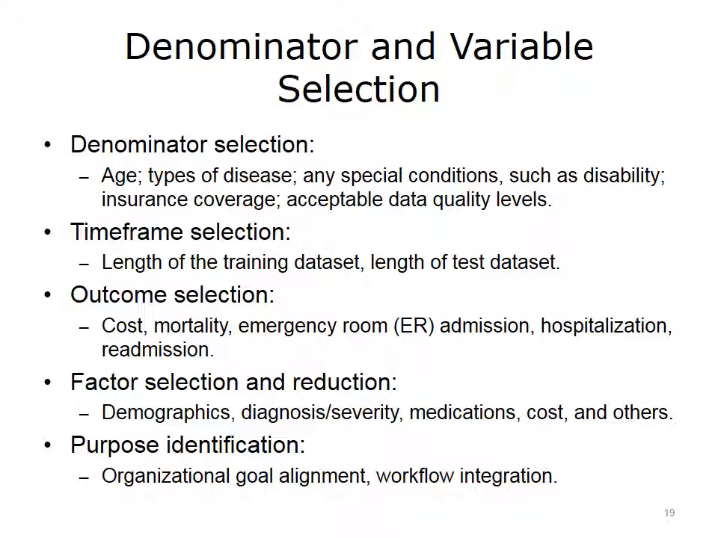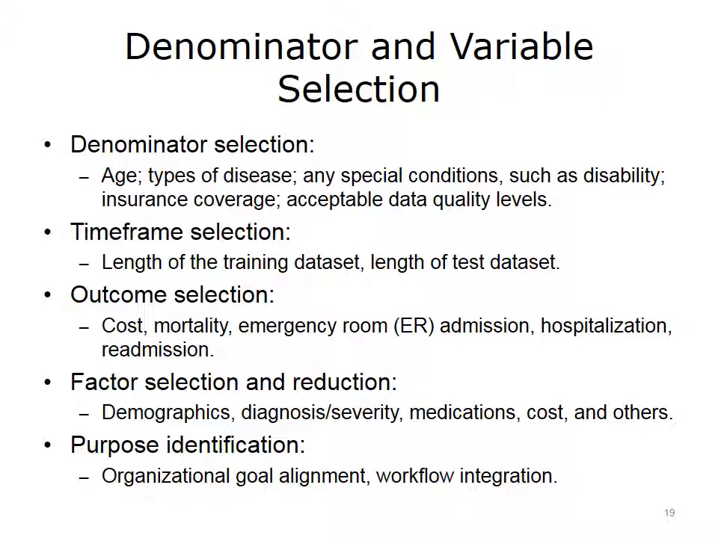Selecting the time frame or length of the training and testing datasets is also complex. Sample questions to answer could be: is 12 months of base dataset enough to represent the variation of factors, such as age, diagnoses, and medications in a given denominator? Or, is 6 months of outcome dataset enough to show the variation of a specific utilization marker for a given denominator? Selecting the proper outcome is critical. Outcomes can vary depending on the desired prediction and improvement in a given denominator of a population. Typical outcomes are cost, mortality, emergency room (ER) admission, hospitalization, and readmission.